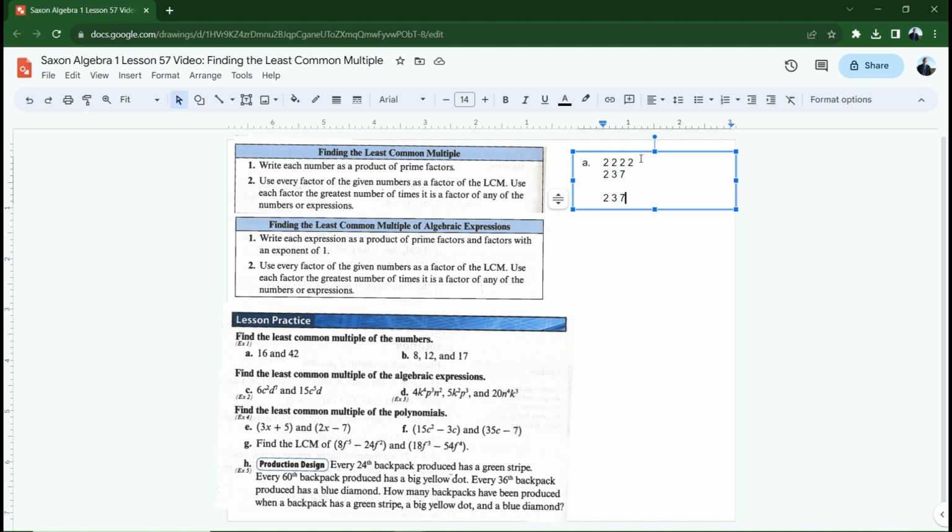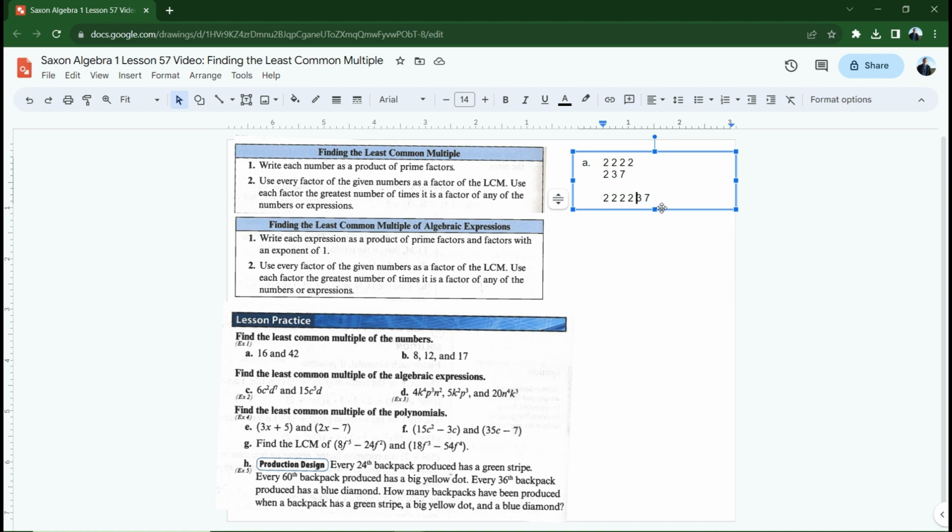2 was used 4 times to find 16. So in the first number, 2 is used 4 times. In the second number, 2 is only used once. I need to take the greatest number of times it appears. So 2 times 2 times 2 times 2. 3 only appears once, so I'm only going to include 3 once. 7 only appears once, so I'm only going to include 7 once.